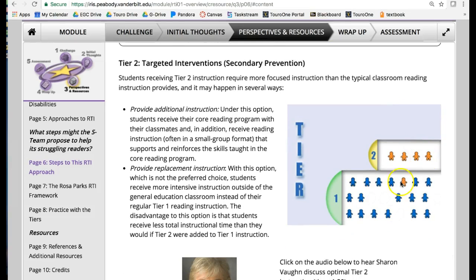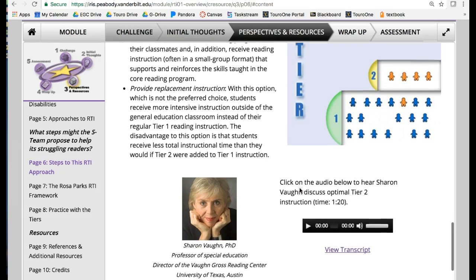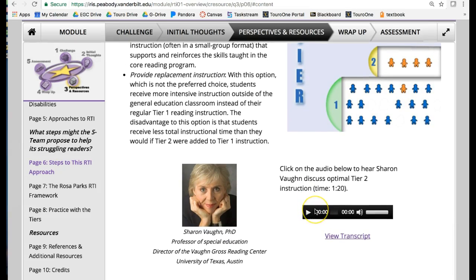Then in the Tier 2, we do the targeted for, remember, 5 of the students who were struggling. Then we might put them into a small group and really give some direct instruction on whatever it is that they're struggling with. And let's listen to Sharon now.